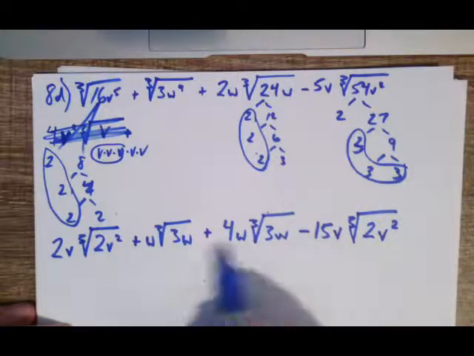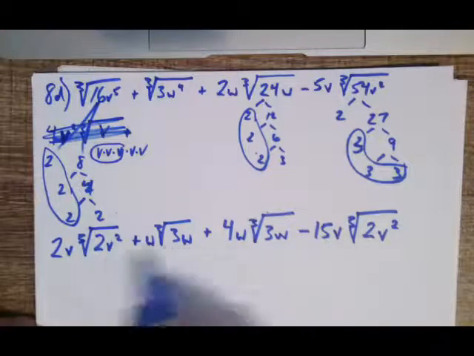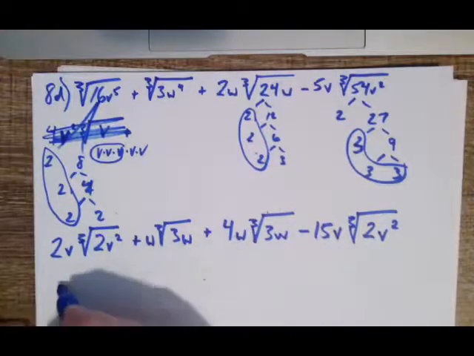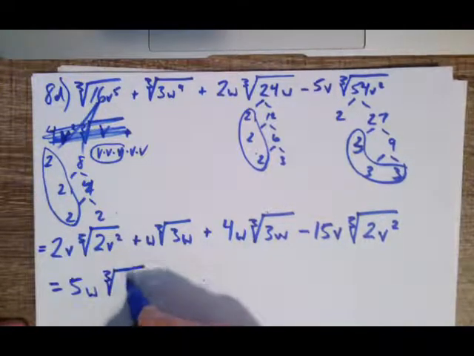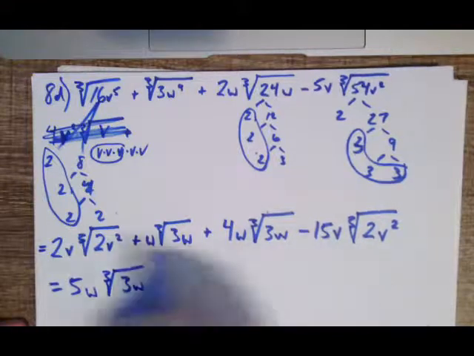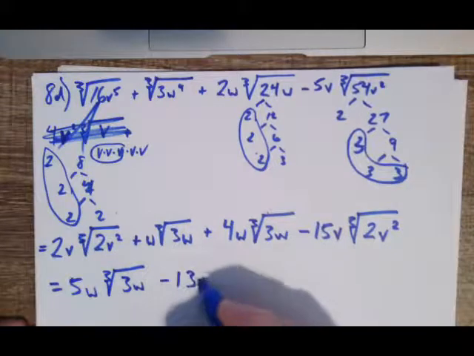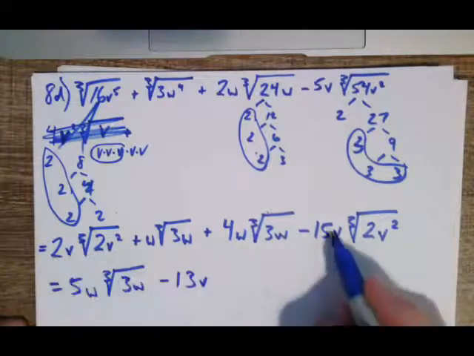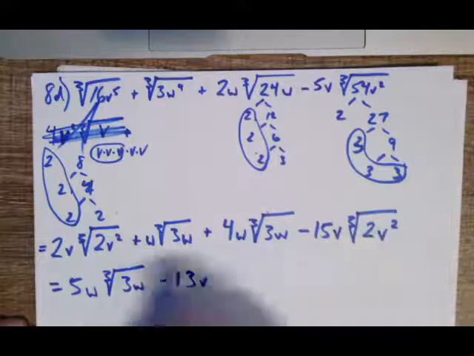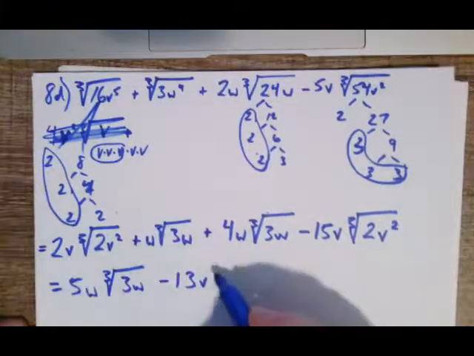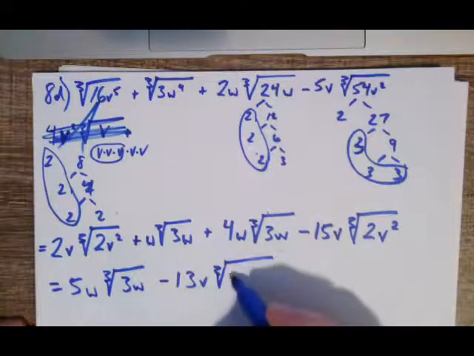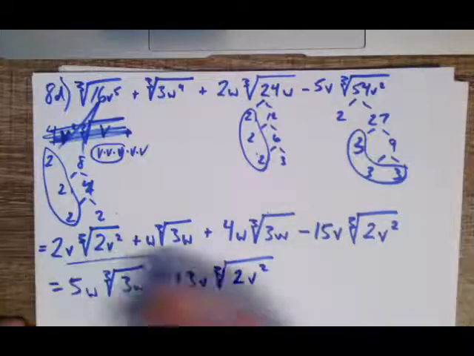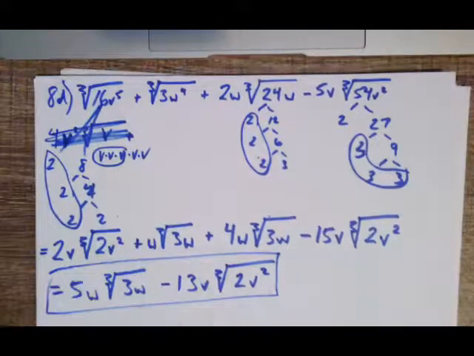Just because I can see this is negative, I'm going to start with the W's because I want to leave with a positive. It doesn't matter. 1W and 4W is 5W. 5W cube root 3W. And then negative 15 plus 2 is negative 13V, right? Because it's just a V, cube root of 2V squared. The insides have to be exactly the same, like we were reminded with the last question that I screwed up on. Well, I did, but I figured it out. 2V squared. There's your answer. But allow me to check.